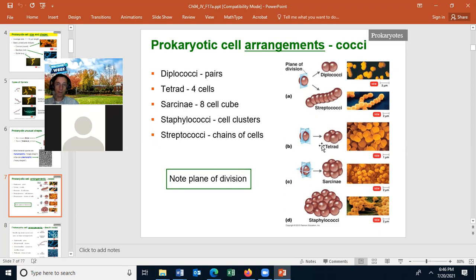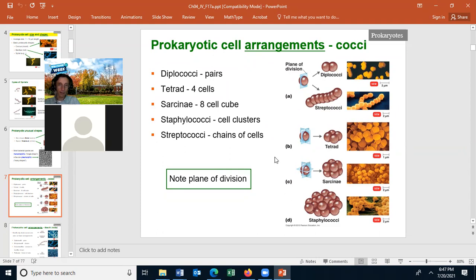You can have cocci that grow as tetrads. Those are groups of 4 cells stuck together. And here you can see 1, 2, 3, 4. It's hard to see here because there's so many of them. And then you can have Sarcina. That's 8 cocci stuck together. You can also have staphylococci, where you get a clump of cocci. Staphylo means grape, so staphylococci are cocci that grow in a grape-like cluster.